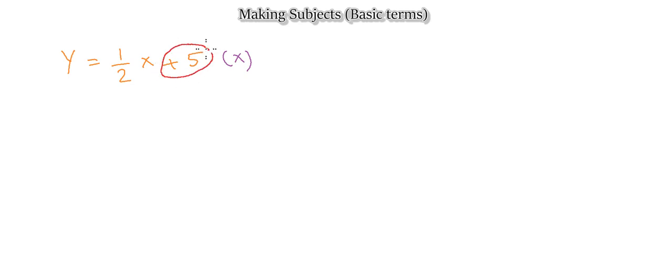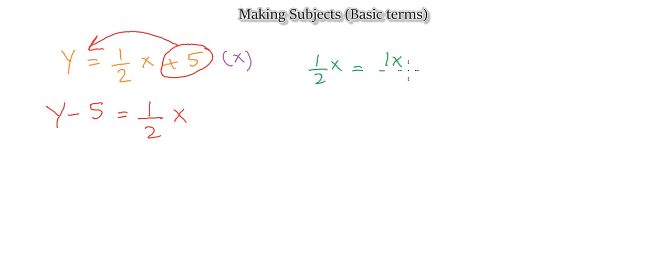So plus 5 is vulnerable. You take it to the other side. y is already there, so plus 5 goes to the other side and becomes minus 5. Now on this side, I have half x left. Half x can also be written as 1x over 2, which is exactly the same as x over 2. So this half x you can just say x over 2. So that's y minus 5 equals x over 2.